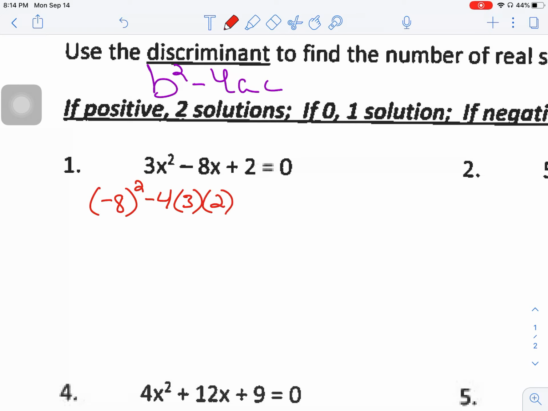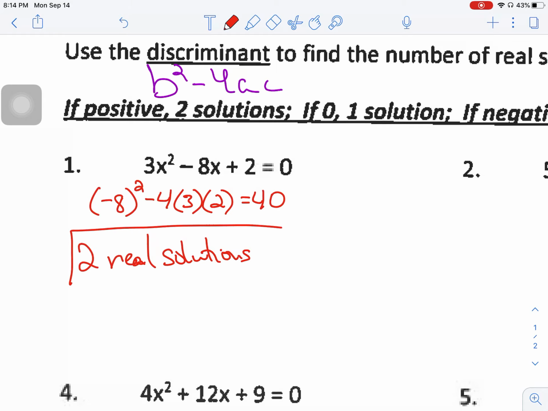Go ahead and throw that directly into a calculator of choice or whatever your technology is. So let's see here, times 2. I get an answer of 40. Now, 40 doesn't tell me what my solutions are. What it tells me is that this is positive. So that means I have 2 real, that's the word real, solutions. So that is my answer, 2 real solutions.